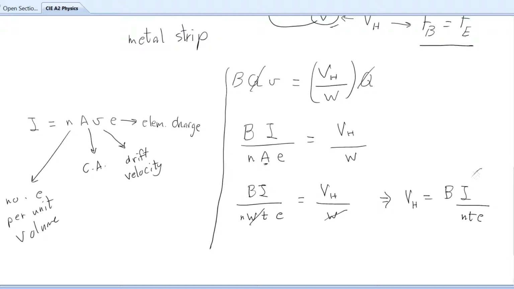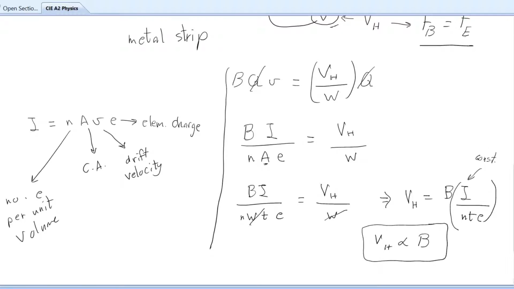So if you keep the current constant, then all this part is a constant. So the Hall voltage is proportional to the flux density. So you can simply calibrate the voltmeter, not to read voltage, but to read flux density in Tesla. So this is how you use a Hall probe. So this concludes the types of questions that you may be asked about in a final exam about magnetic fields.